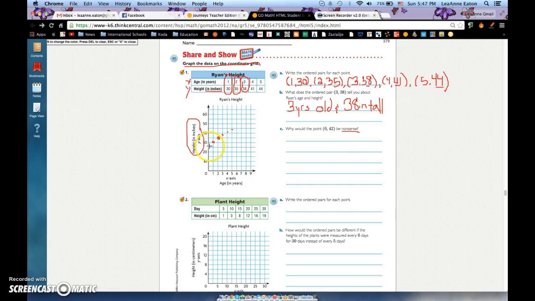And we see, like normal children, he's growing steadily as he gets older. Eventually it'll taper off when he reaches his full adult height. Then we don't expect him to grow any. Okay, but your graph should look like this.